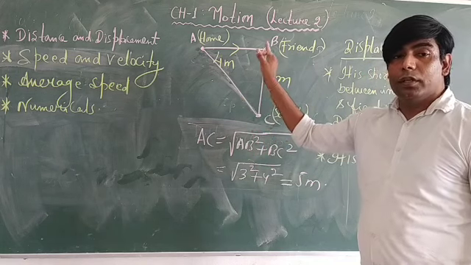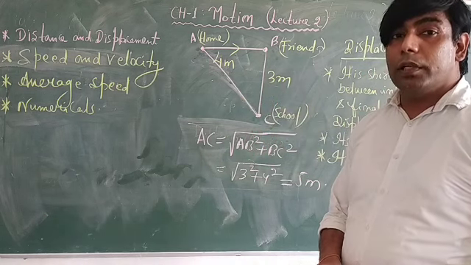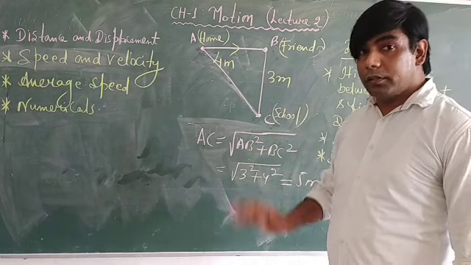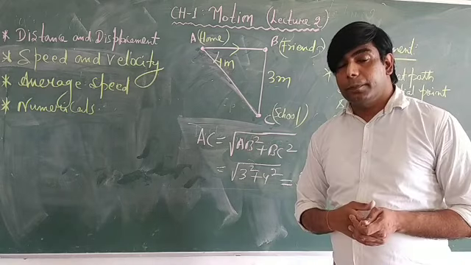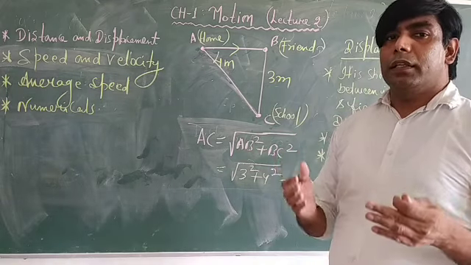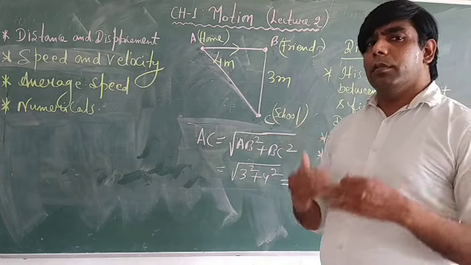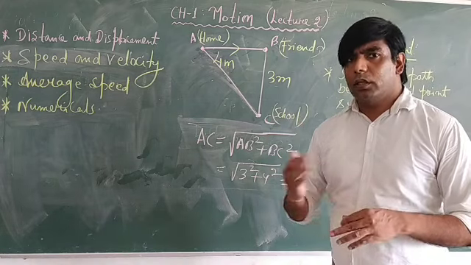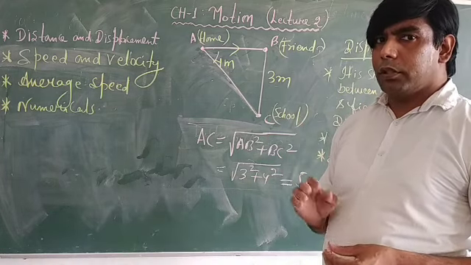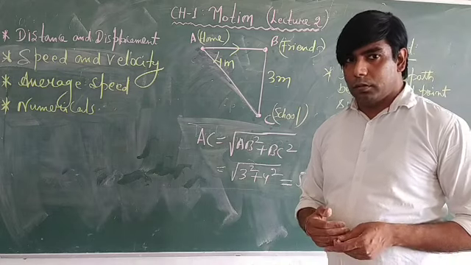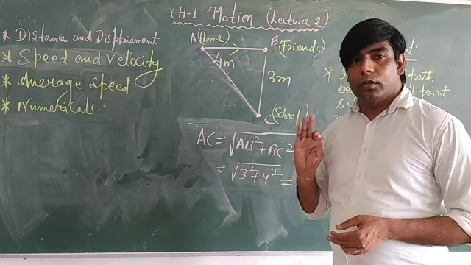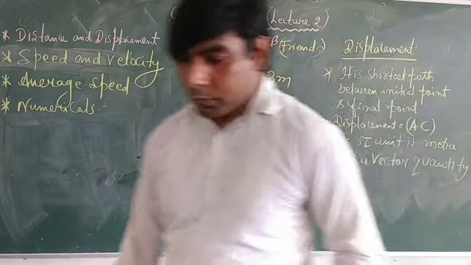We have also seen that in this case, distance was how much? 7 meter, displacement is 5 meter. That is, displacement can be either equal to distance or it is always less than distance. It cannot be greater than distance. That's why it is called the shortest path. Right? Next is average speed.